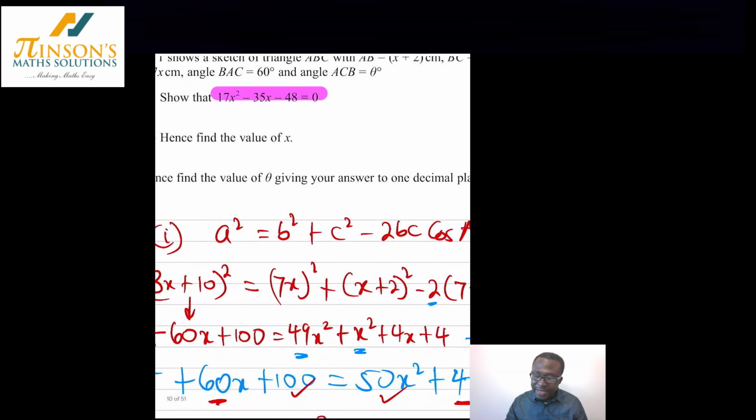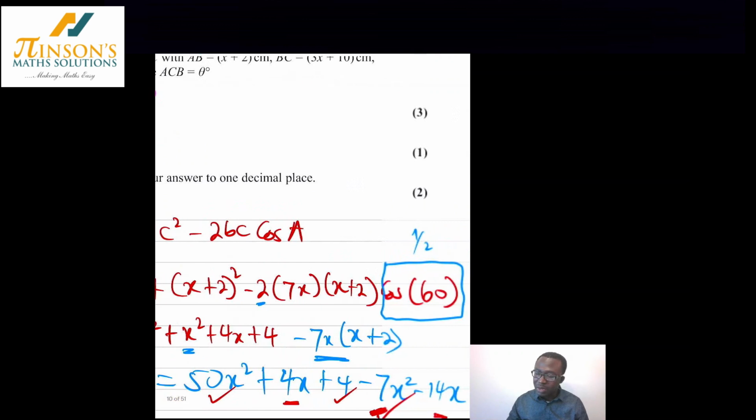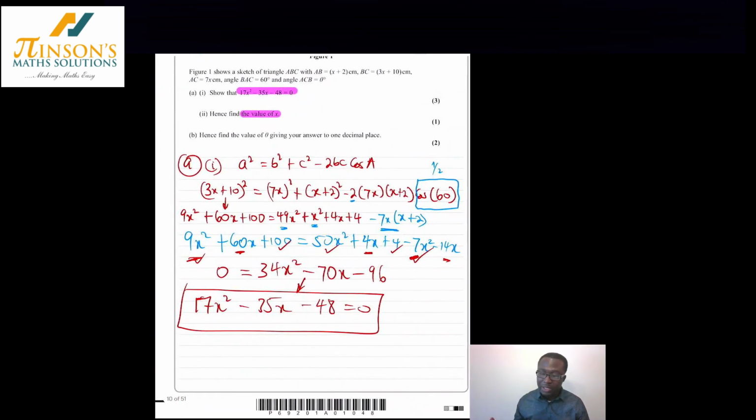So it says hence find the value. What that means is that you want only one answer for x, not 2 answers. And because this is only worth 1 mark, there's the suggestion that you can actually use your calculator. So you should have your Casio calculator, your A-level calculator, and just use the equation button to help you.